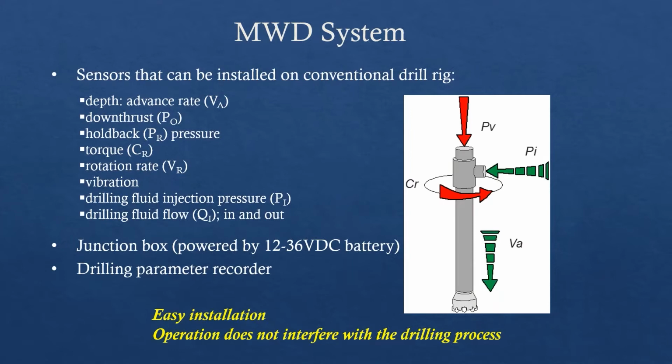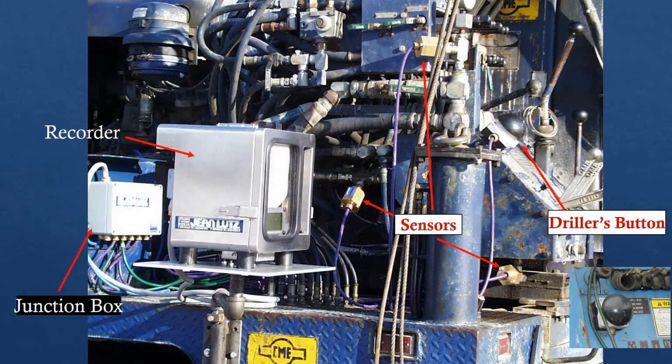And then you have the drilling parameter recorder. In the past, we used to call MWD DPR because of the drilling parameter recorder, but I think the right nomenclature is MWD. It's easy installation, and the operation of the system really does not interfere with the drilling process. So here's some slides showing the installation of the system.